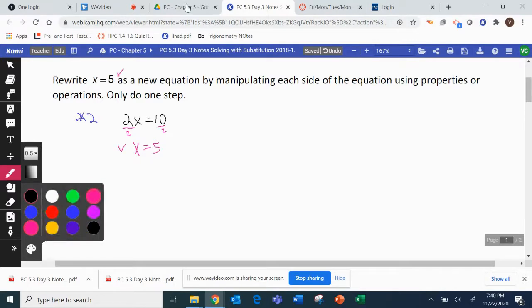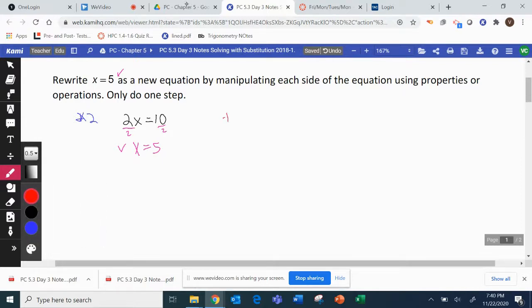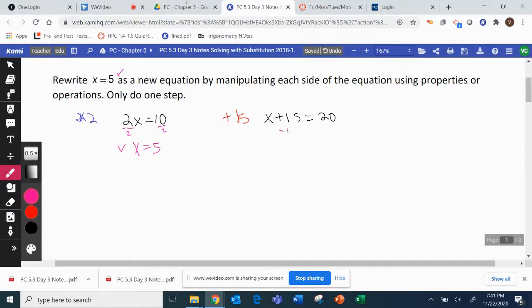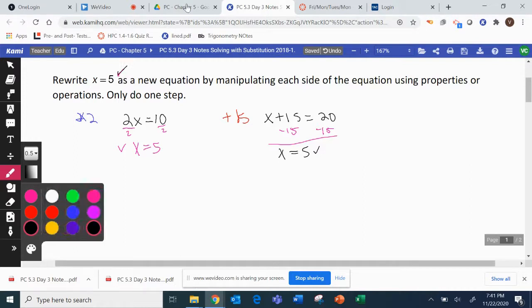I could do something different. I could, I don't know, add 15 to both sides. So if I add 15 to both sides, I will have x plus 15 equals 20. To solve that equation, we would subtract 15 from both sides, and we would get x equals 5. Again, matches the original equation. So why am I doing this?